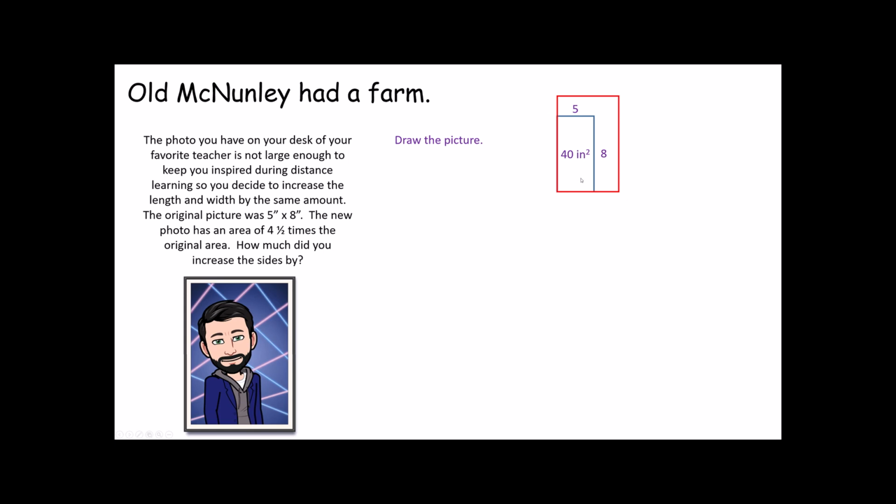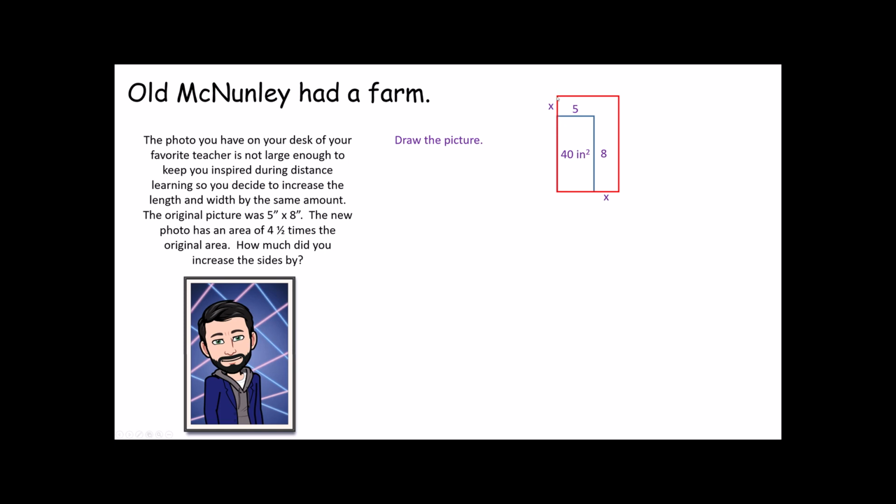Some people prefer to draw the new rectangle off to the side. I thought because I could actually type and use the computer to make it nice and neat, it would make sense to go ahead and just draw it on top. Now, it is important to remember that we increase them by the same amount. What that means is that if this was 5 before, I'm going to add x to this side. Since this was 8 before, I'm going to add x to this side, so I'm adding some unknown amount.